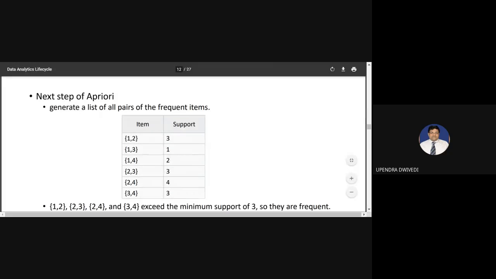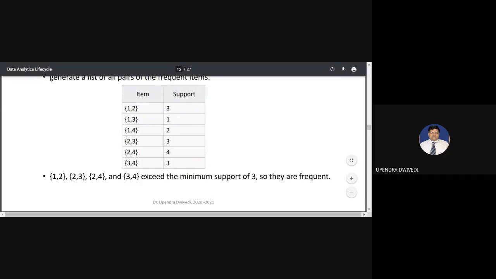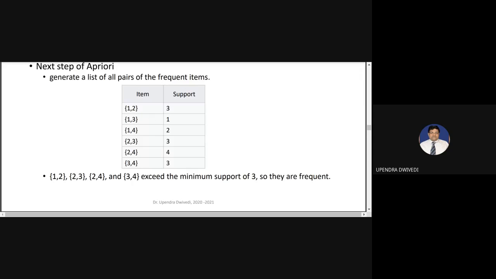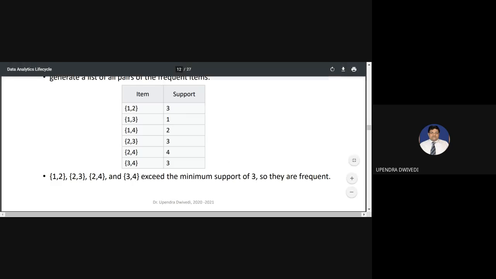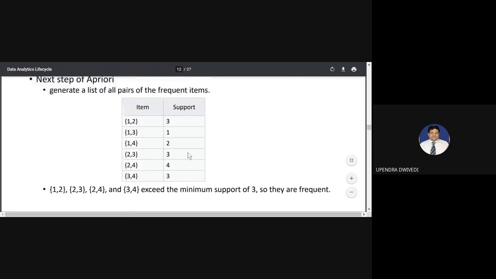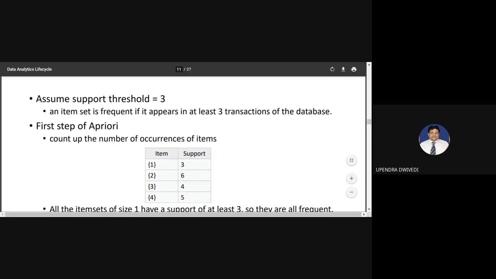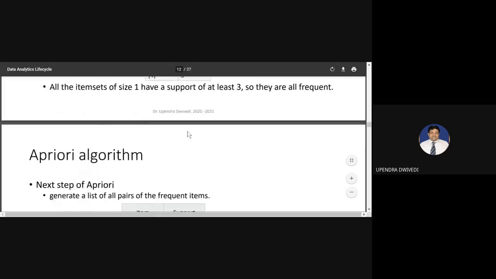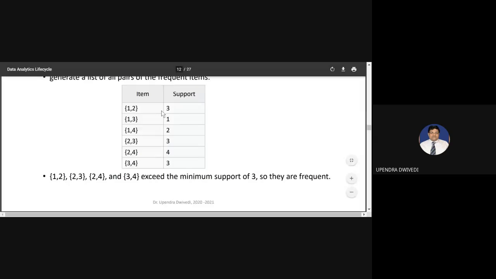Now, in the next step, we have generated a list of all pairs of items taken two at a time, and we are trying to find their number of occurrences, which we take as the support. Here you can see the support has values which can be less than 3 and also greater than 3. We have assumed a support threshold equal to 3, so we count the supports that are greater than or equal to 3.